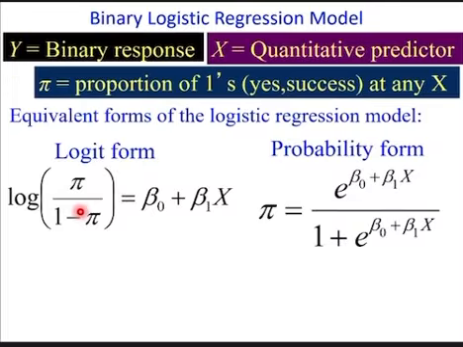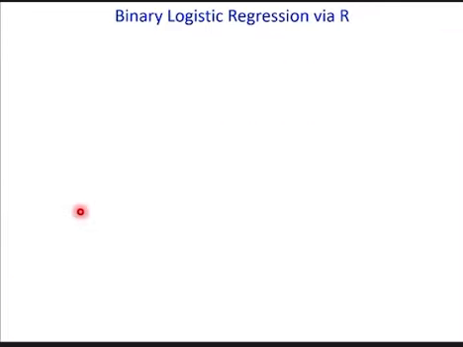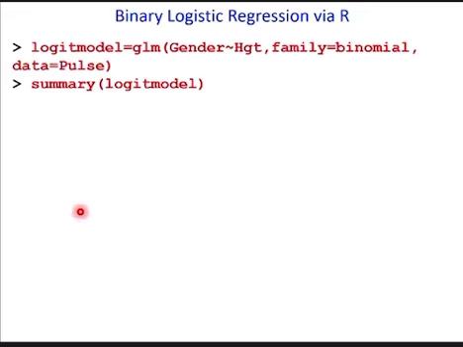Now I'm moving on. How do we do that? Maybe I want to fit a logistic regression model where I have height as a predictor, and of course the response is gender.